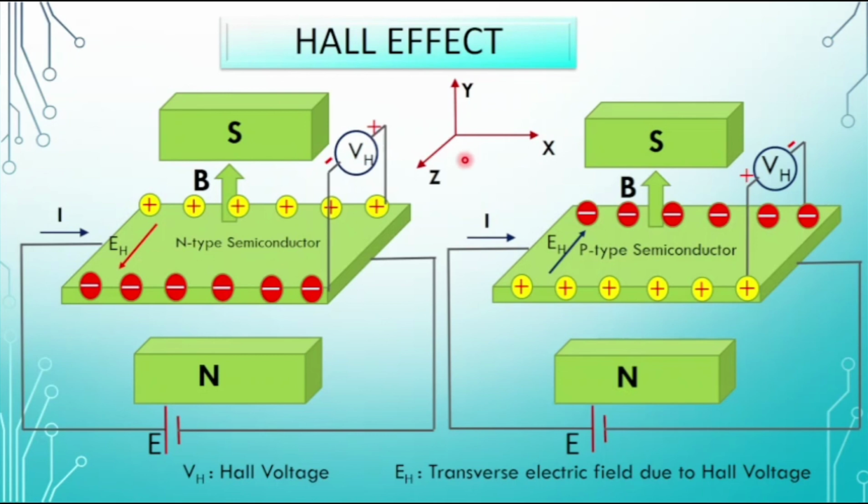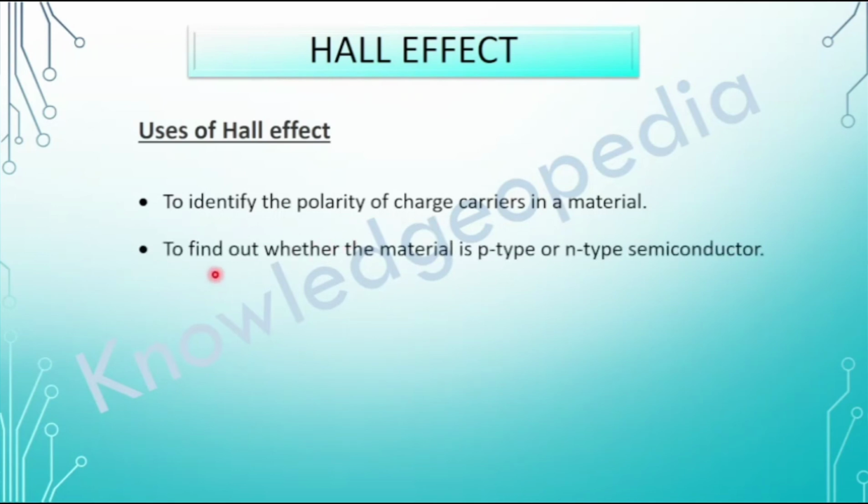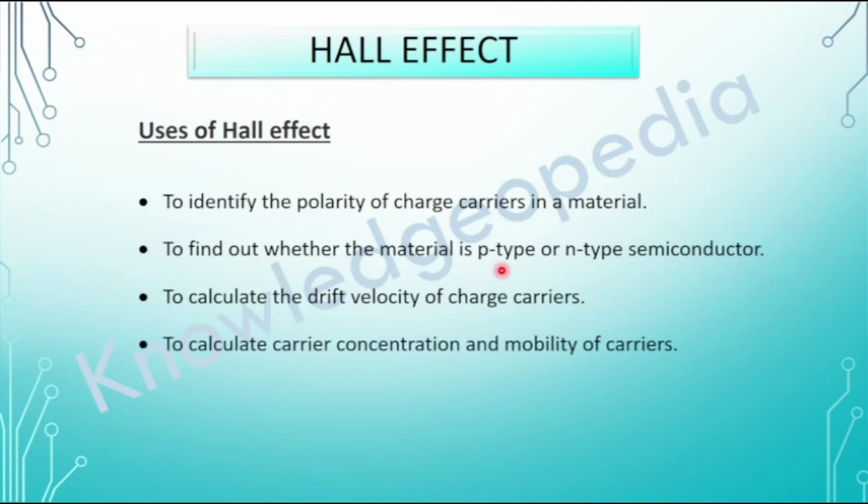Today, before winding up, let us see what are the uses of this Hall effect. This is used to identify the polarity of charge carriers in a material. Just now we have seen that depending on the charge carriers, the polarity of the Hall voltage changes, and hence this can be used to identify the polarity of the charge carriers. Further, this can be used to find out whether the material is p-type or n-type semiconductor. To calculate the drift velocity of charge carriers, this can also be used to calculate carrier concentration and mobility of charge carriers. We'll look into the details for these calculations after the derivation of Hall voltage and Hall coefficient.